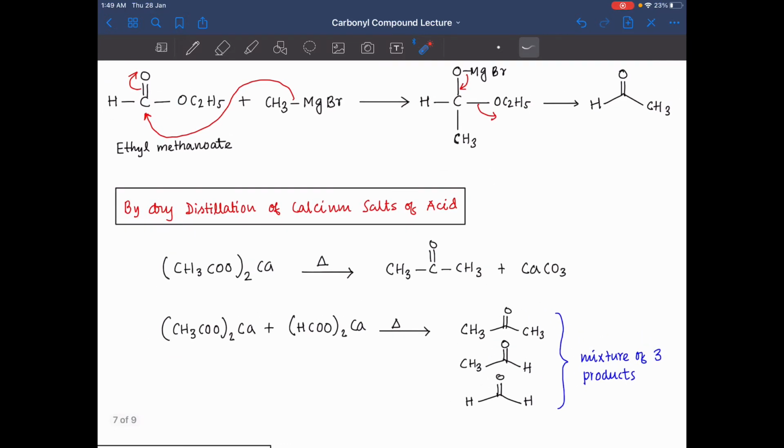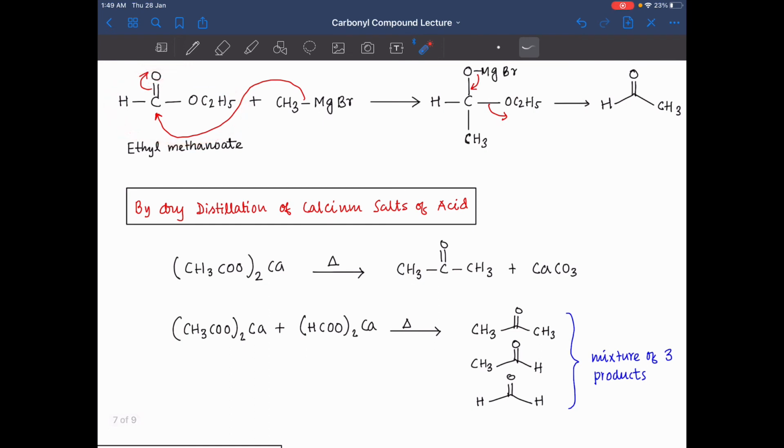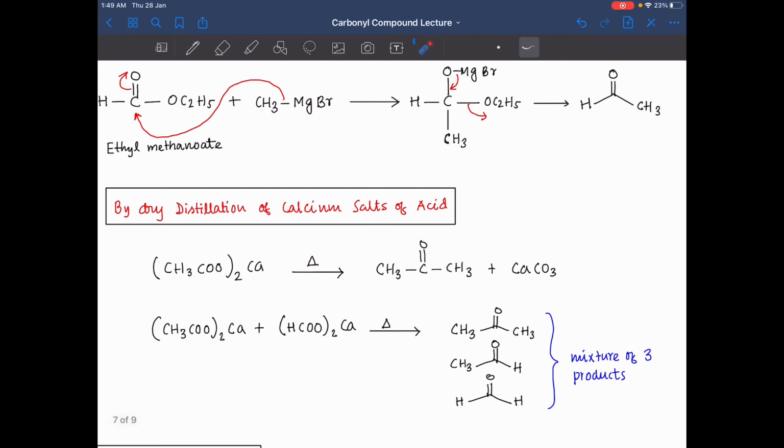From the ester we can also produce a carbonyl compound. If we react this ester with a Grignard reagent, we can also produce ketone. This is the ester, methyl formate, and we are reacting it with methyl magnesium bromide. The first step will be addition of magnesium to the carbonyl carbon, and one of the CO bonds of the carbonyl double bond breaks, producing a negative charge on the oxygen. This negative charge on the oxygen will abstract the electropositive MgBr, and there will be generation of an O-MgBr bond.